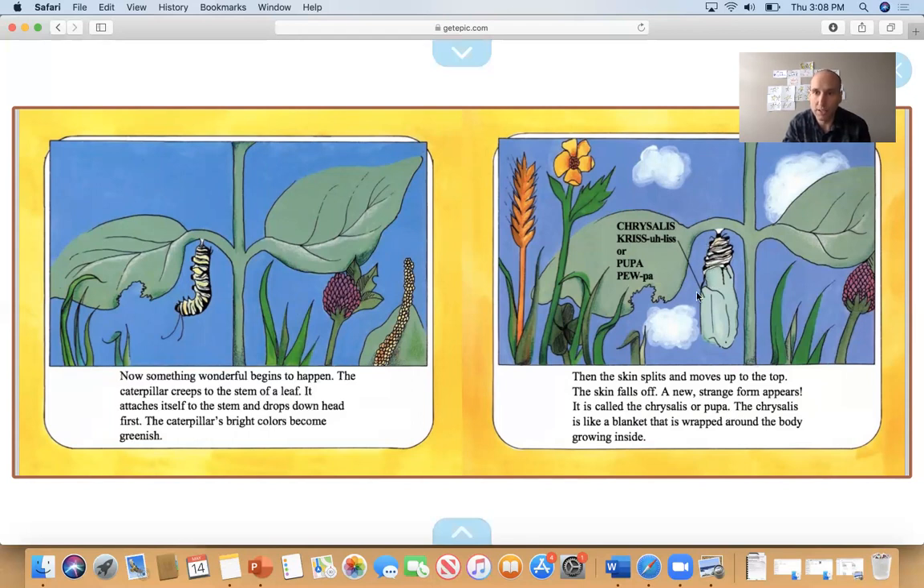So here's a great illustration of the chrysalis or pupa. And right here it tells us how to pronounce pupa.